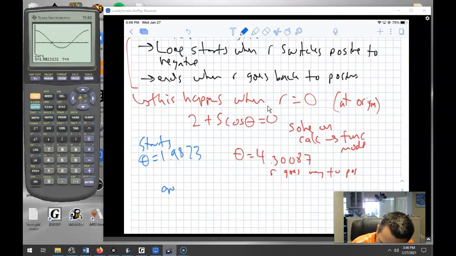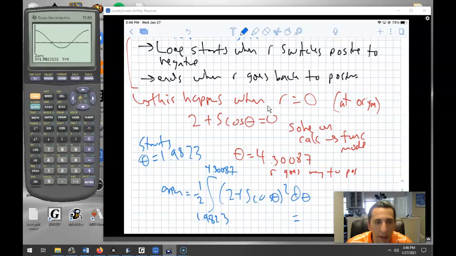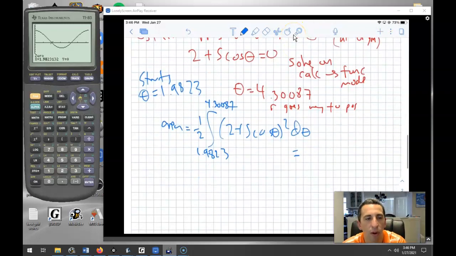So if we need to find the area of the inner loop, it's just going to be 1/2 the integral of (2 plus 5 cos theta) squared. Of course, the start of the loop is 1.9823. The end of the loop is 4.30087. Again, it's 1/2 r squared because it is polar. Just as a reminder, you could do these integrals in either polar mode or regular mode. An integral is an integral, right? So put the 0.5 in front so you don't forget about it.